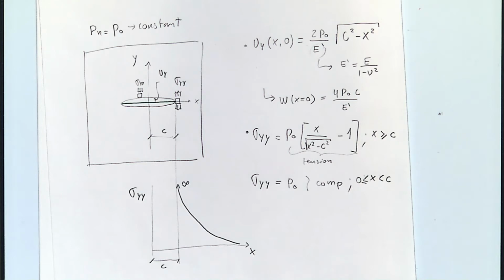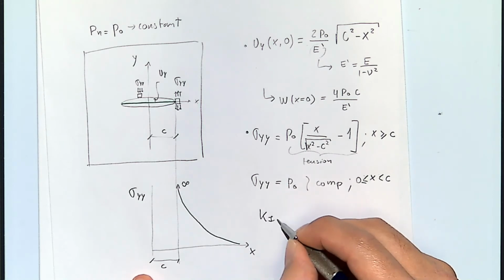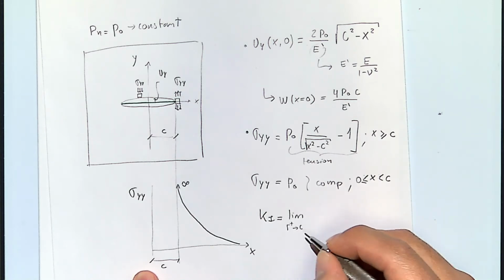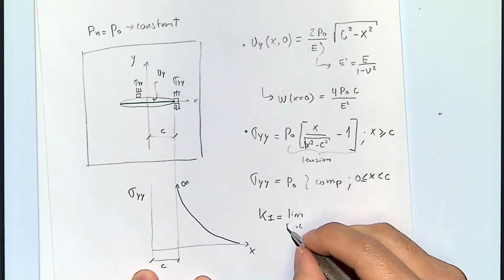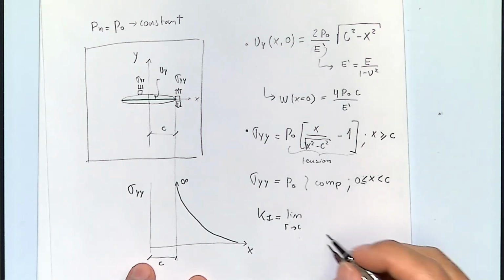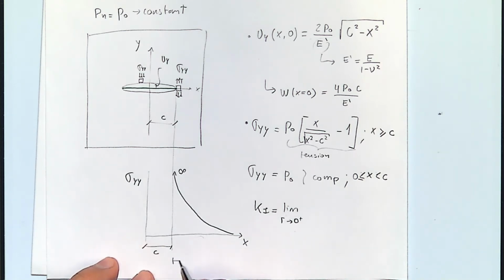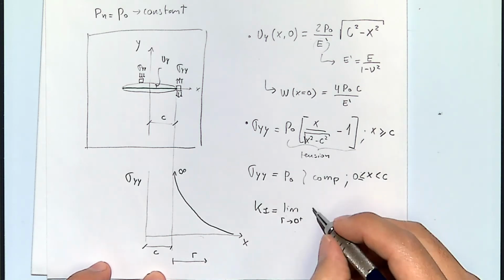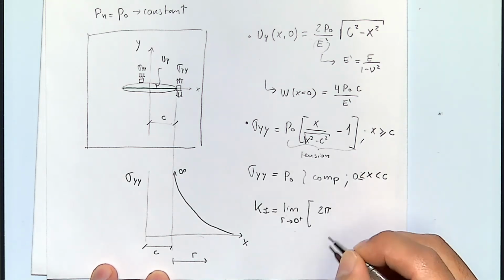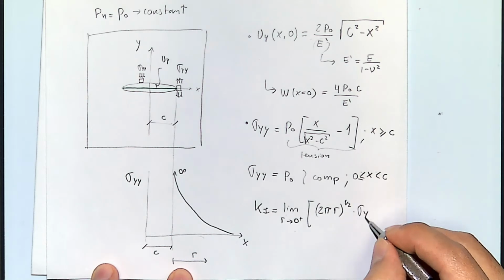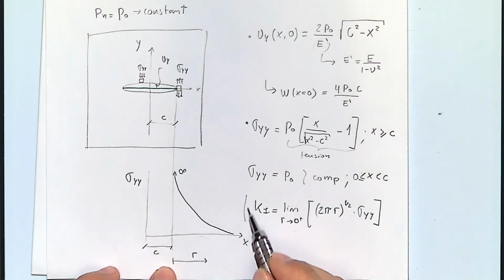So in order to deal with this problem, we're going to define something which is called, as we said before, a stress intensity factor. And that stress intensity factor, by definition, is the limit. You guys remember limits? This is an application of limits. It's going to be the limit of the stress as you approach this point. And in this case, this is going to be R, as R tends to zero, of, by definition, 2 pi R square root times sigma yy. That's the definition of stress intensity.